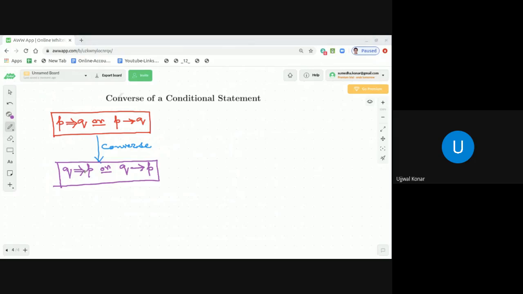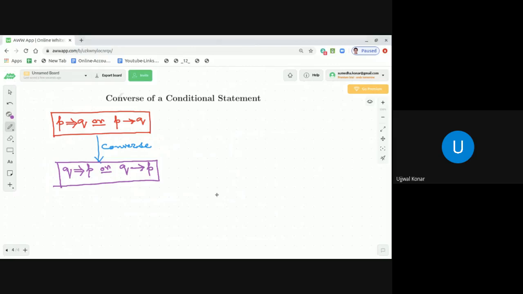Clear, dear students? So let us take an example. The same example, my statement will remain the same. If my car is in the service center, then I cannot go to the office. And what will be its converse? If I cannot go to the office, then my car is in the service center. So let me write it down and then we will discuss once more.